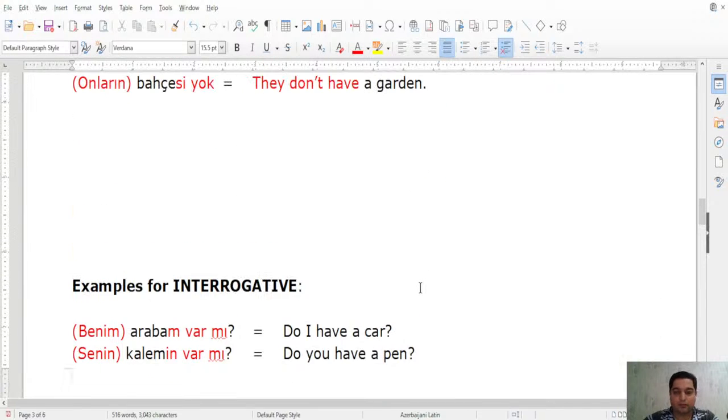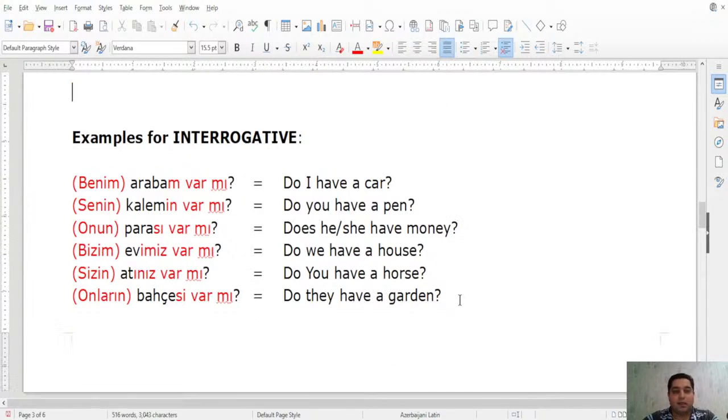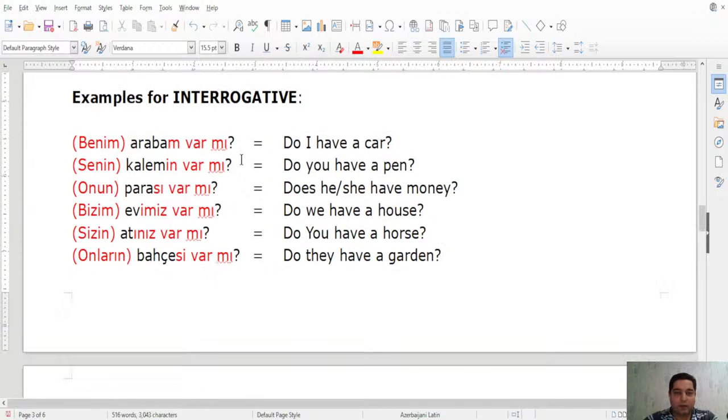For interrogative, it is var mı. Everywhere you add var mı, okay? So you have possessive structure plus var mı. So benim arabam var mı? Do I have a car? Senin kalemin var mı? Do you have a pen? Onun parası var mı? Does he, she have money?